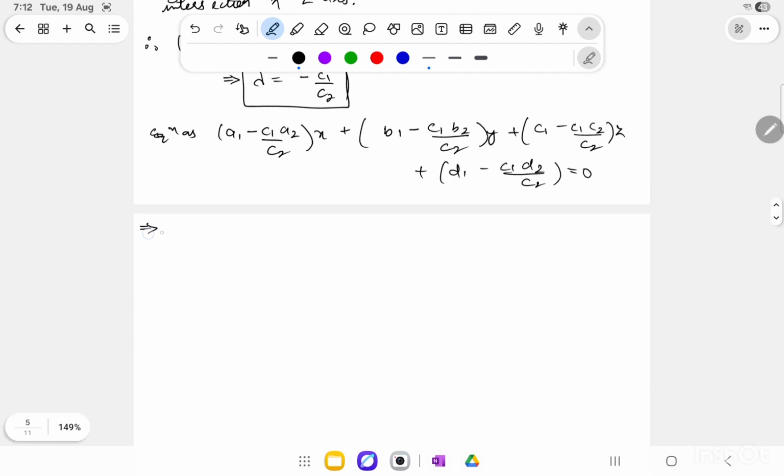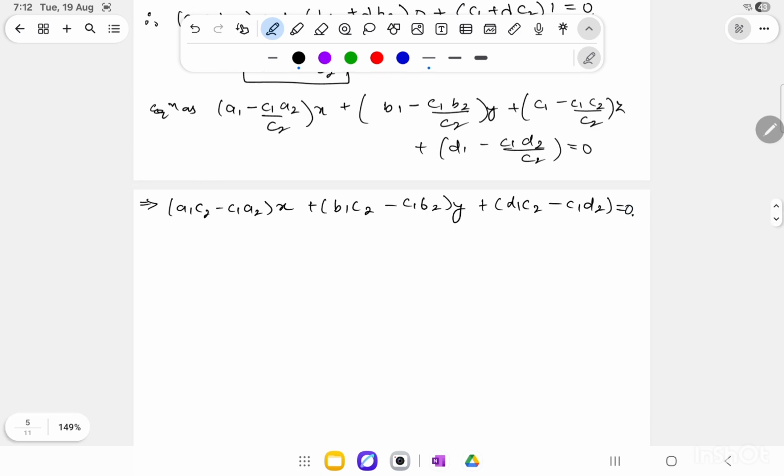So if I simplify it, I'll get my equation as (a1 c2 minus c1 a2) into x plus (b1 c2 minus c1 b2) into y plus (d1 c2 minus c1 d2) equals 0. Now any point on the z-axis will be of the form 0, 0, let's say alpha. I am considering alpha because I am taking any arbitrary point on the z-axis.